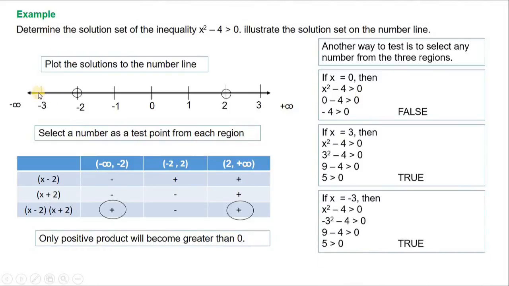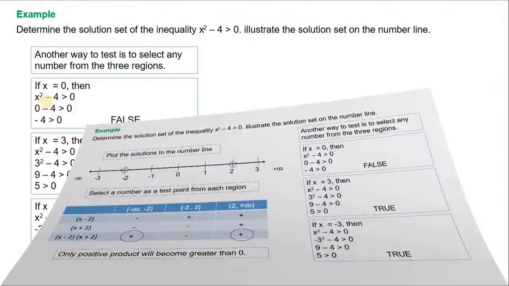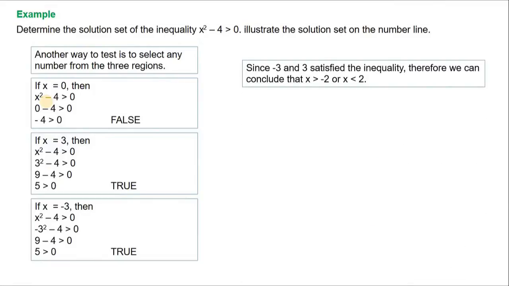Okay? So let's try negative 3 on the left side. If x is negative 3, substituting negative 3 to the inequality x squared minus 4 greater than 0, I have here 9 minus 4 greater than 0. So 5 is greater than 0, right? So it means that negative 3 is part of the solution up to negative infinity. Okay? So since negative 3 and positive 3 satisfy the inequality, therefore, we can conclude that x is greater than negative 2 or x is less than negative 2.